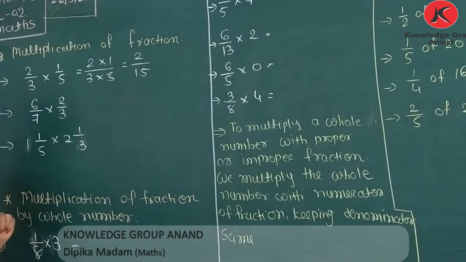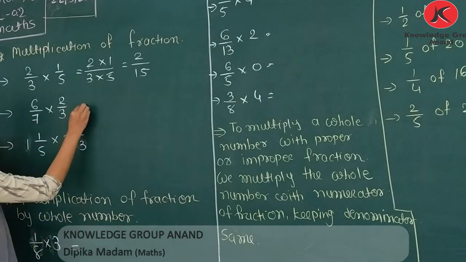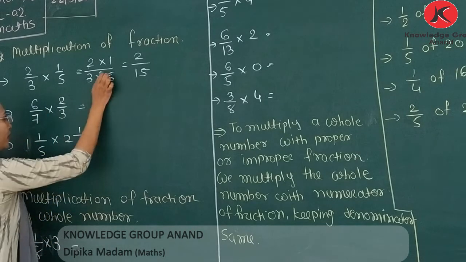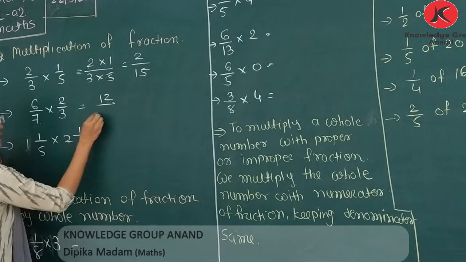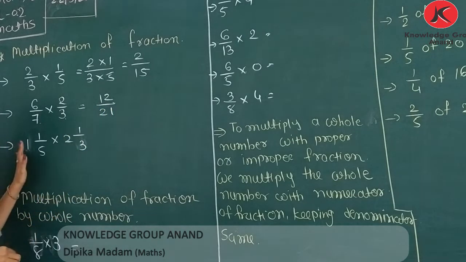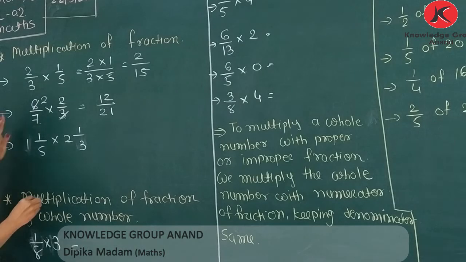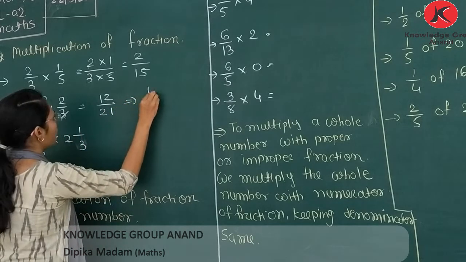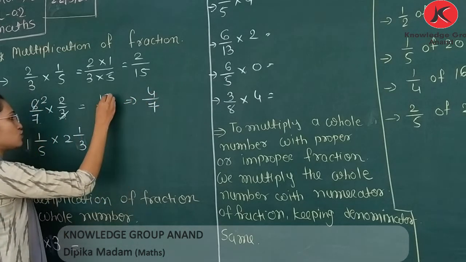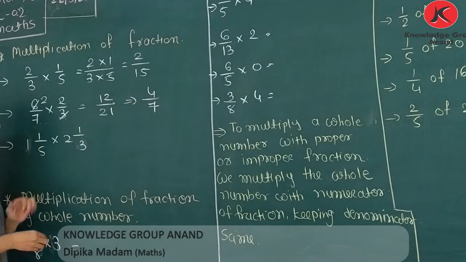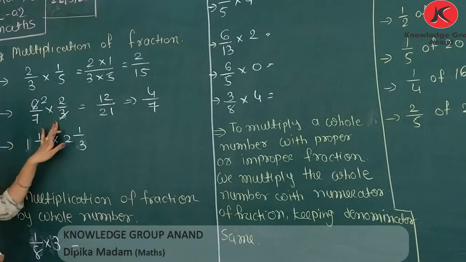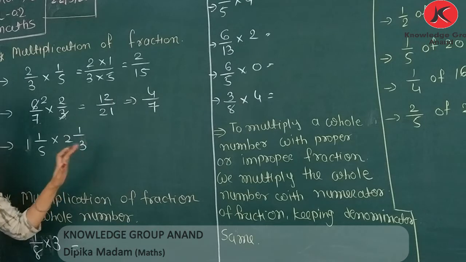You can multiply the numerator directly with the numerator. So here 2 is multiplied with 1 and 3 with 5. 2 ones are 2 and 3 fives are 15. If there is a common factor, then you can cut the common factor. Now next one, 6 2s are 12, 7 3s are 21. Also you can cut the common factor here like this, 3 2s are 6 and it is the same as 4 by 7. This 12 by 21 and 4 by 7 are the same. If you write the answer by cutting the common factor, that is also right.